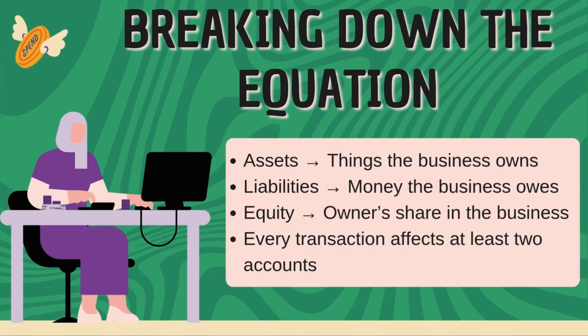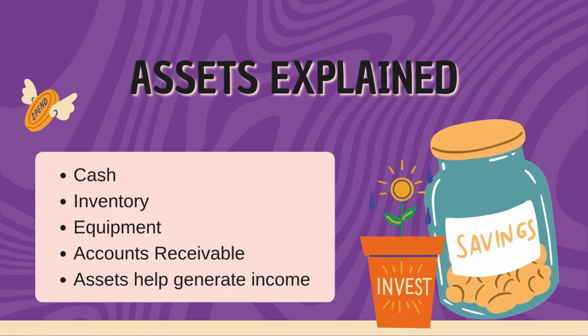Let's break this into three parts. Assets are things the business owns, liabilities are debts the business owes, equity is what belongs to the owner. Every transaction affects at least two accounts, but the equation still remains balanced. Let's look at these three parts in detail.